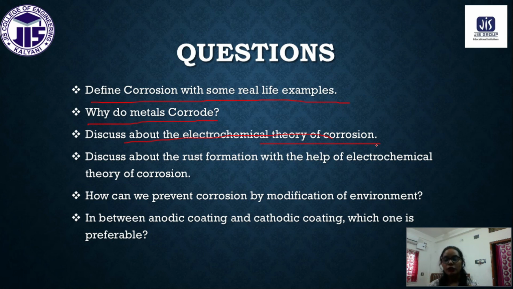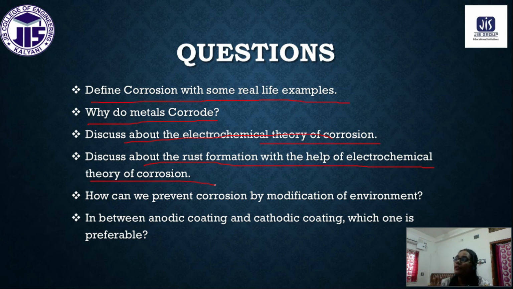So in the cathodic reaction, there are four reactions we have. If you write down all four reactions, then you will get the full marks. So this is all about the electrochemical theory of corrosion. Now the next question: discuss the rust formation with the help of the electrochemical theory of corrosion.